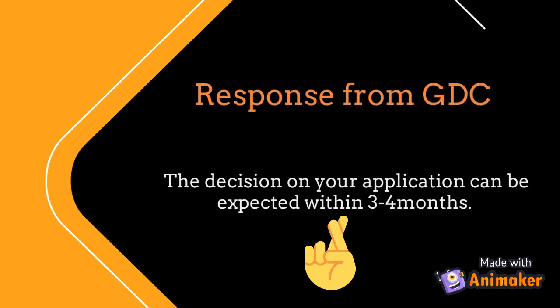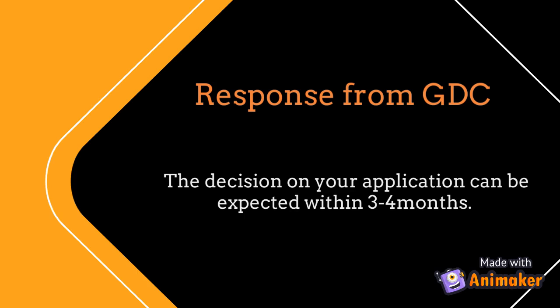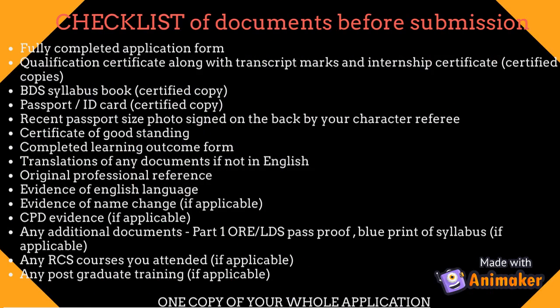After you submit your application, the GDC will be in touch with you via email. It would usually take about 3 to 4 months to get a response on your application. It is extremely important that you go through the checklist of documents before you submit your application so that you don't miss anything or else your application might get delayed.